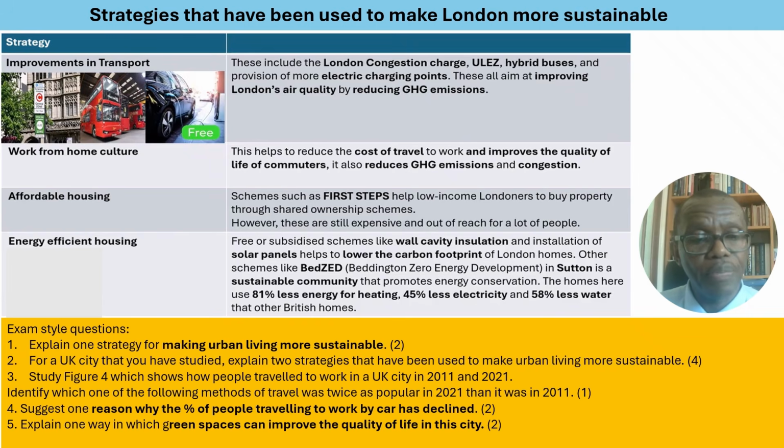Then the last question says to explain one way in which green spaces can improve the quality of life in this city. Now, of course, when talking about regeneration, a lot more green or open space is provided. And because of that, it will make the city a lot more sustainable, because if you have greenery, then that greenery means that there's more absorption of carbon dioxide and release of oxygen into the atmosphere, which then implies that the air quality in those areas will be improved.